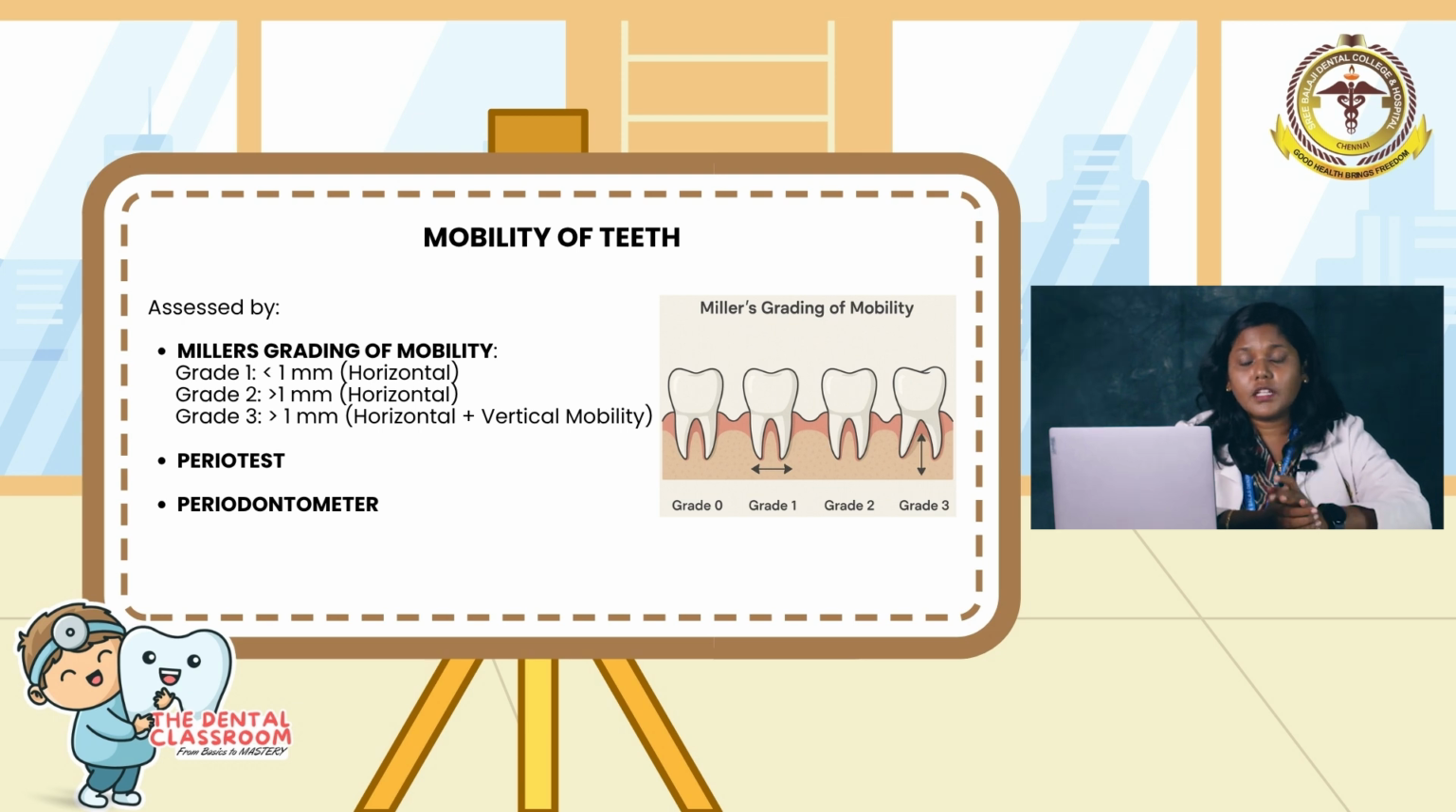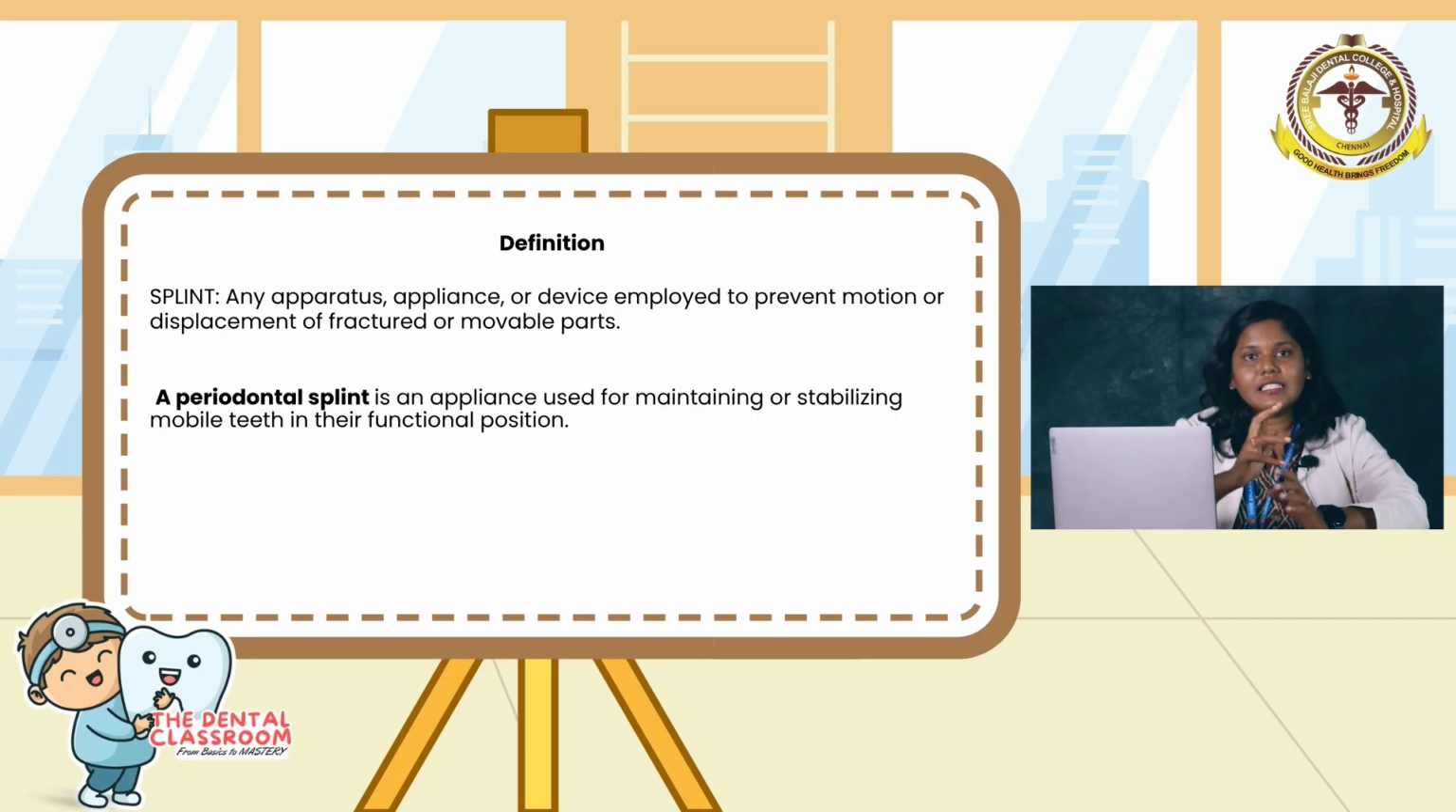So now, you have come to the conclusion that a patient is having mobility of their teeth. What will you do next? When will you splint them? To know that, we have to know some facts about splints. What is the definition of a splint? A splint can be defined as any device, apparatus or appliance which is employed to prevent the motion or the displacement of a fractured or movable parts. So, what is a periodontal splint? A periodontal splint is an appliance which is employed to immobilize, stabilize and hold the mobile teeth in a functional position. So, when will you splint?